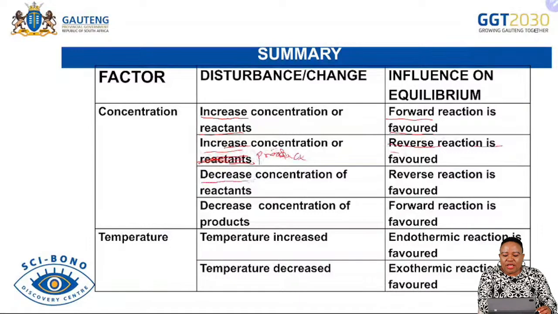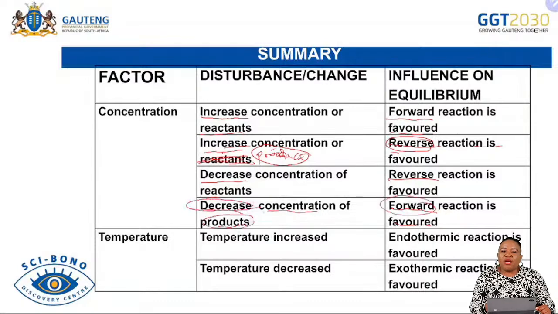When you decrease the concentration of the reactants, the reverse reaction will be favored. I think we've seen that. And when you decrease the concentration of a product, we expect the forward reaction to be favored, because where we have increased the concentration of a product, a reverse reaction was favored. But when we decrease the concentration of a product, we expect the forward reaction to be favored.